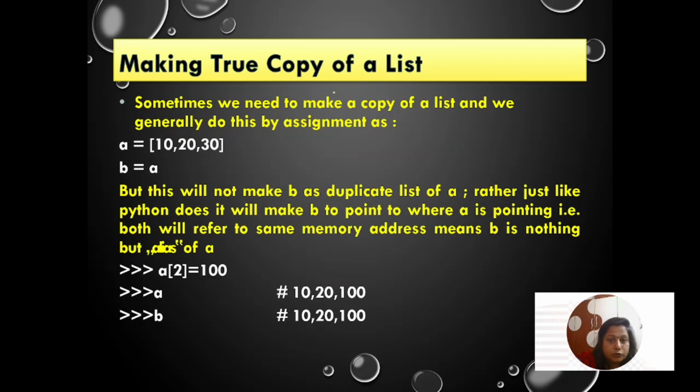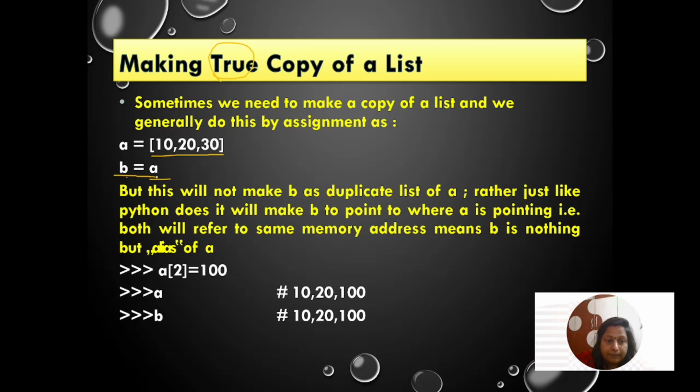Next one is making a true copy of a list. What does it mean? For example, A equal to 10, 20, 30. When you assign B equal to A and then change A of 2, it will affect the original list also. If you want a true copy, whatever changes I make in the copy won't affect the original. That is the concept of copy of the list.